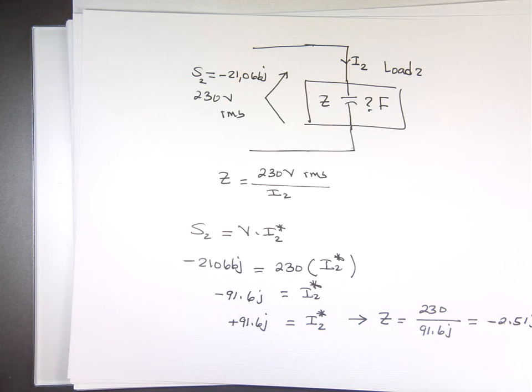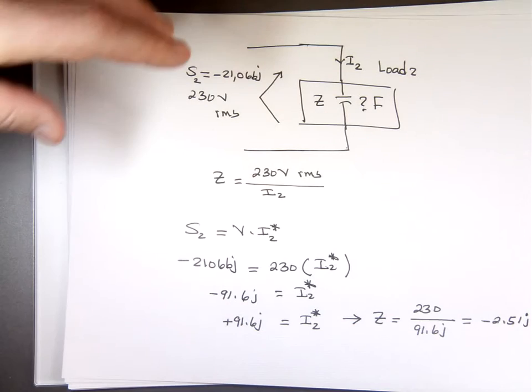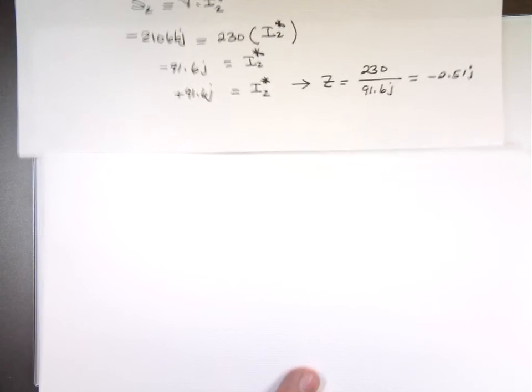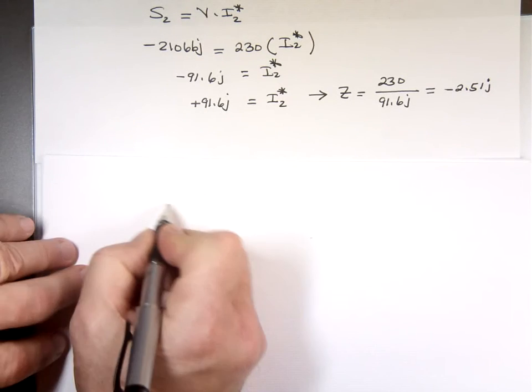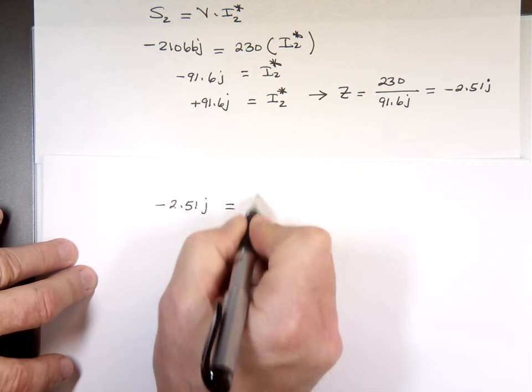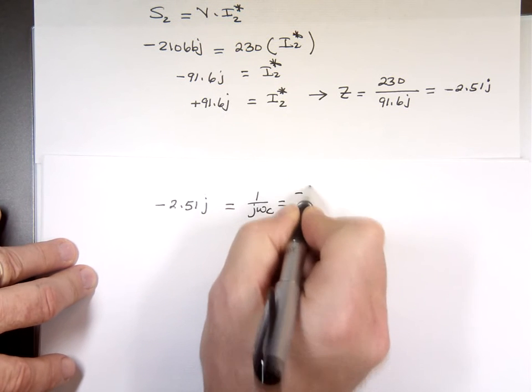We said that's a capacitor. We already established that. Well, what's the impedance of a capacitor? 1 over J omega C. Yes, or negative J over omega C, either way. So the negative 2.51 J equals 1 over J omega C, or you can take the J to the top, make it negative J over omega C.